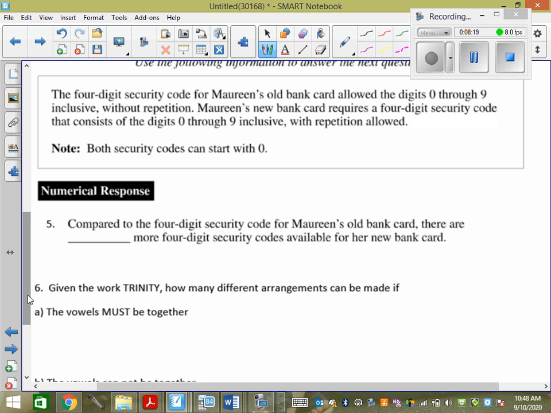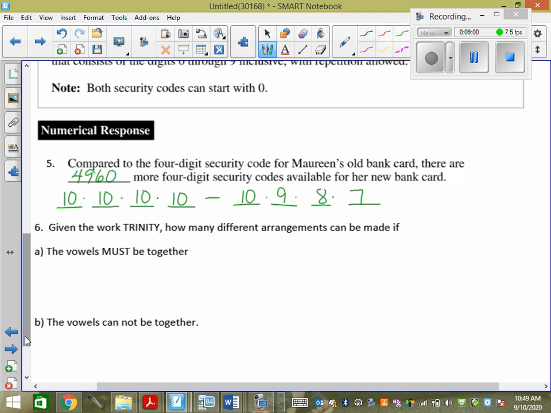This was actually given on the diploma as well. Compared to the 4-digit security code for Maureen's old bank card, there are blank more 4-digit security codes for her new one. So her new one can have repetition. So that would be 10, 10, 10, 10. Her old one can't. So we subtract off 10, 9, 8, 7. What did you get? 4960. Do we agree? Given the work, that's a D.